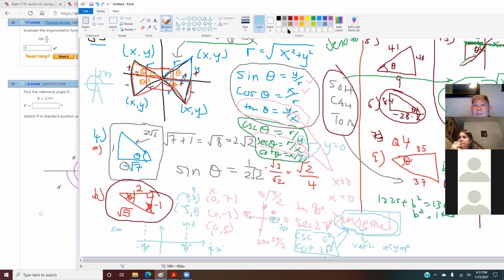And the theta that we need to find is right here. This is the theta we're looking for. Can someone tell me what this theta is? This theta is called a reference angle. Do you know how to find this brown color angle?